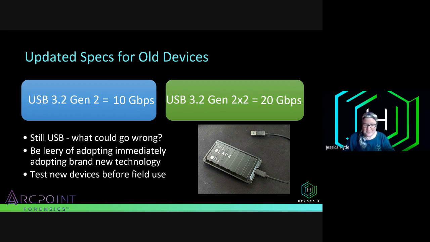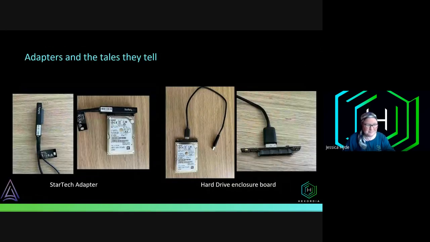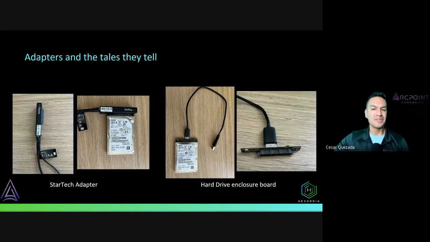But this isn't the only interface difference. Right, so let's take, for example, adapters. We're all used to just grabbing an adapter, acquiring a drive, and moving about our business. But in this example, you'll see that these two sets of pictures are one hard drive. That hard drive is the same hard drive in those pictures. On the left, you have a StarTech adapter, and on the right, you have the hard drive and the enclosure that this drive originally came with. We just took off the case to show you the drive itself.